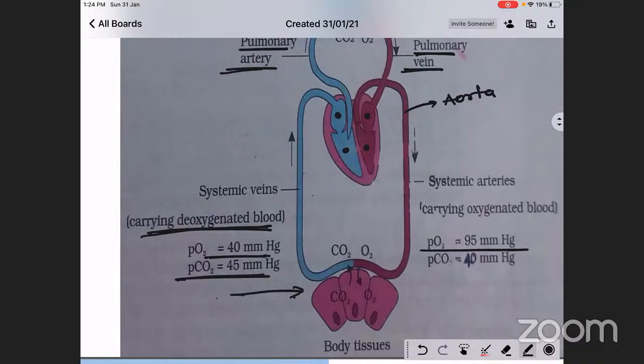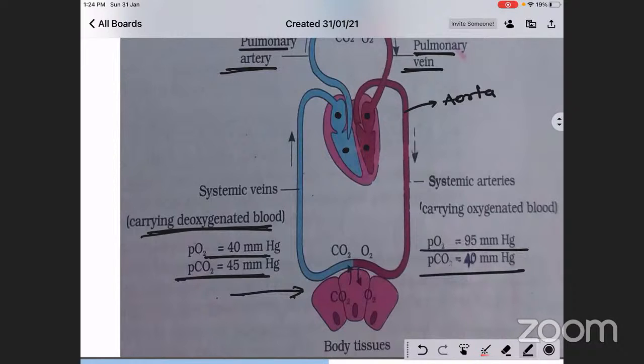Again, if the pressure is high in the blood and less in the alveoli, it will be exchanged again. So we have to keep some pressure difference. So here the partial pressure of oxygen is 95 mmHg and CO2 is less, 40 mmHg. The pressure difference should be maintained.